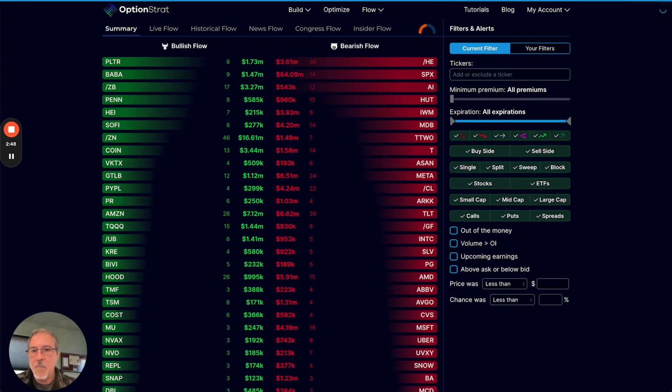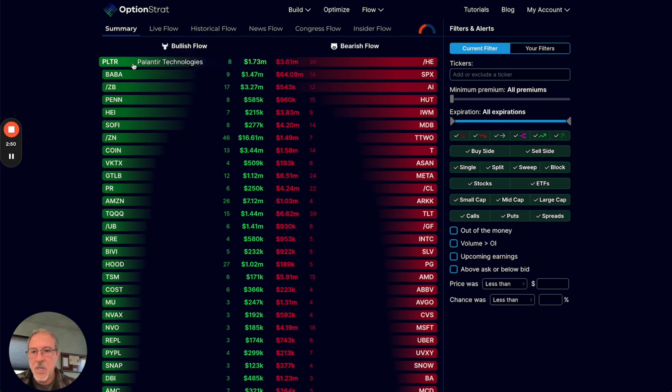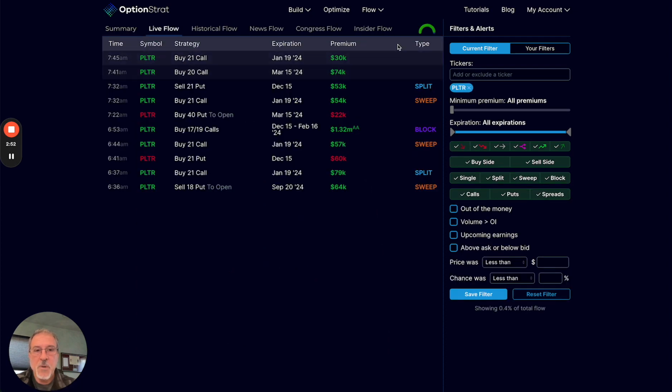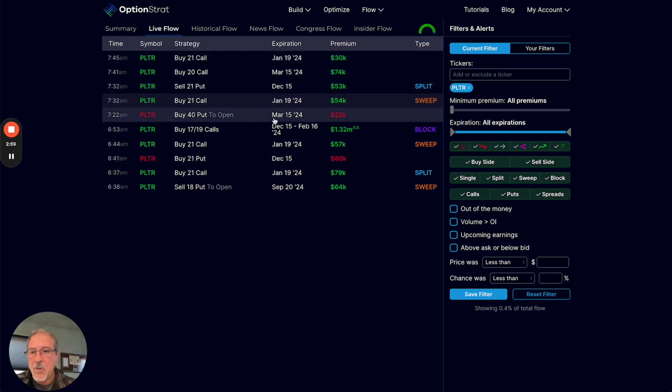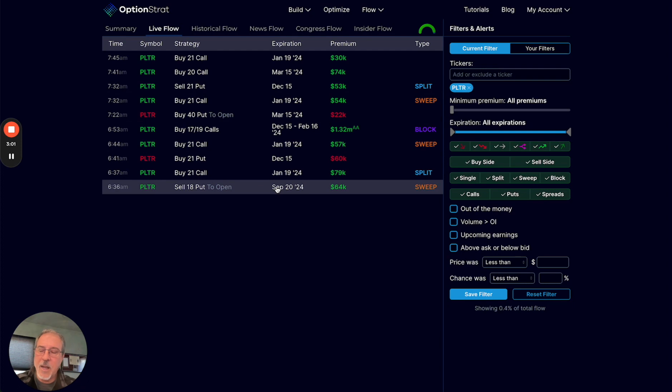Let me back up now and let me look at Palantir. I looked at this earlier. You can see extremely bullish on Palantir. Now, these are some of the many trades going through. Now, Palantir is a little more what I might call fringe than an Amazon, or it's not quite the meme stock that a Coinbase is.